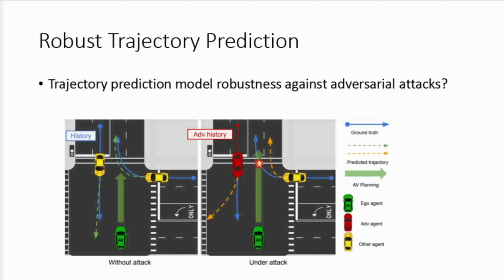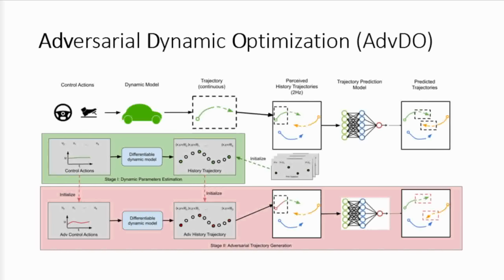In this work, we aim to consider an attacker driving along an adversarial history trajectory, which is similar to the original history trajectory from the dataset, but the trajectory prediction models will be fooled and predict incorrectly. As a result, the autonomous vehicle might collide with another road agent. In order to generate effective and realistic adversarial trajectories, we proposed adversarial dynamic optimization.